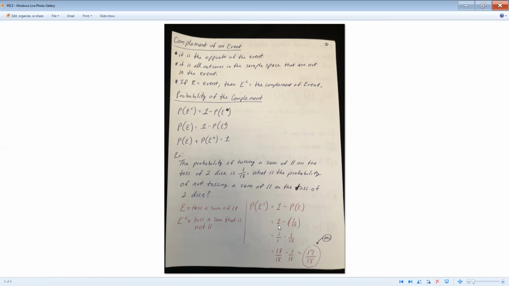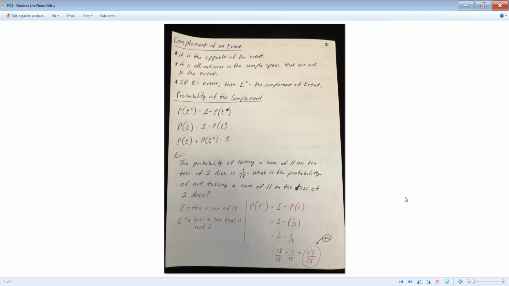So that's what I did here. We have 1 minus 1 over 18. If you remember your fraction rules, 1 is just 1 over 1 as a fraction. Convert that to a fraction with the same denominator as the 1 over 18. So that means I'll have to turn that 1 to 18 over 18. 18 over 18 is still 1. So 18 over 18 minus 1 over 18, that would be 17 over 18.